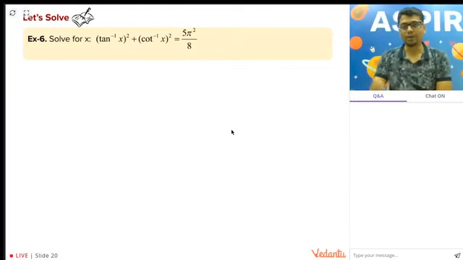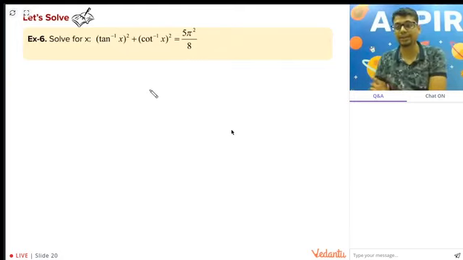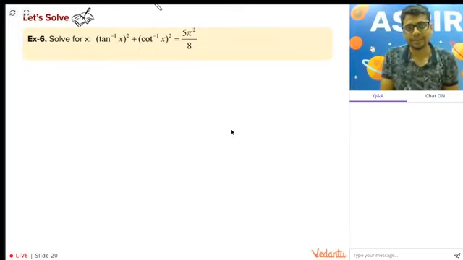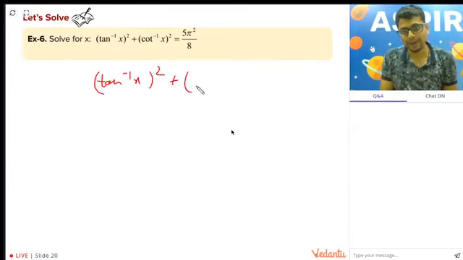Now, here we go. As I told you, in complicated equations, or it's not that complicated, but then you have to use that trick. That cot inverse x I can write as pi by 2 minus tan inverse x. That's it. So what you will do? You can do it this way also, it's one and the same thing. You can do it this way: tan inverse x whole square plus pi by 2 minus tan inverse x whole square is equal to 5 pi square by 8.